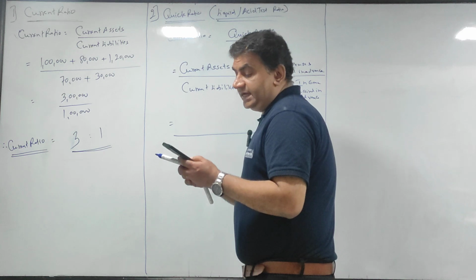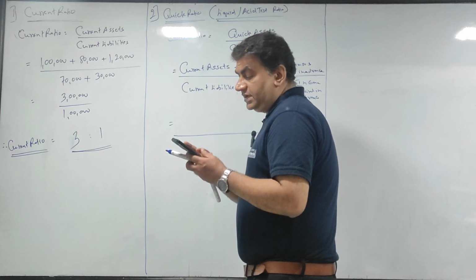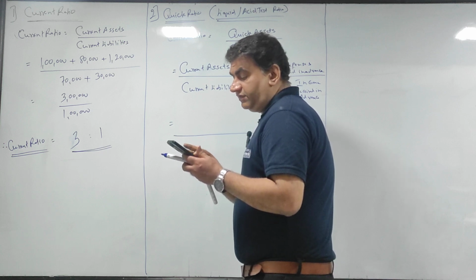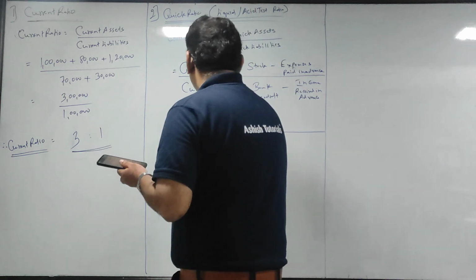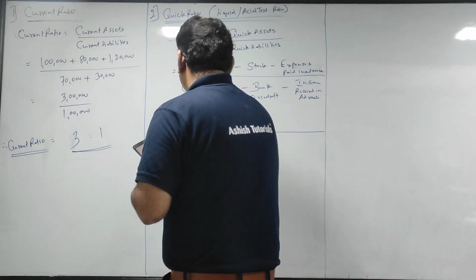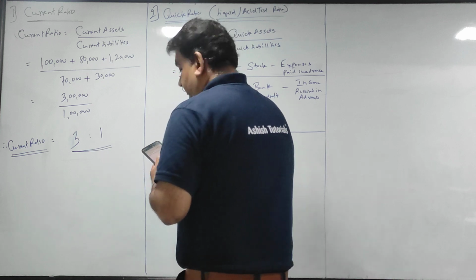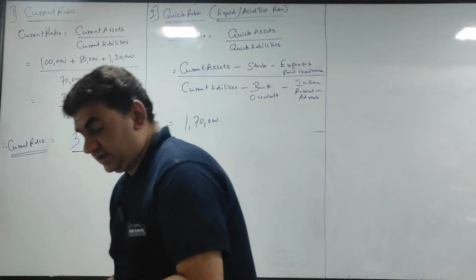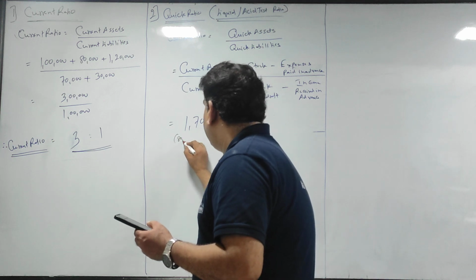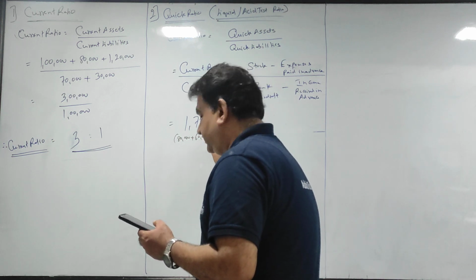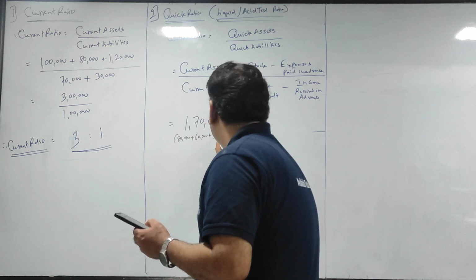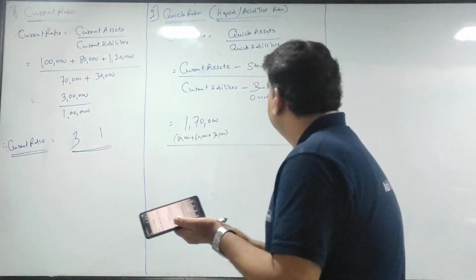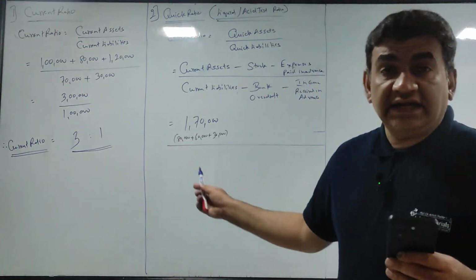My current assets: stock 80, debtors 60, 140, and cash is 30. Okay, 80, 60, 140, 140 and 30, 170. So my current assets are 1,70,000. 170 कैसे आया? I'll show it in brackets for your understanding. 170, 80 plus 60 plus 30. 80 plus 60 plus 30. Okay, this is my current assets.